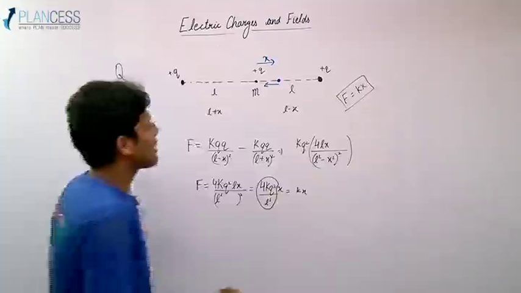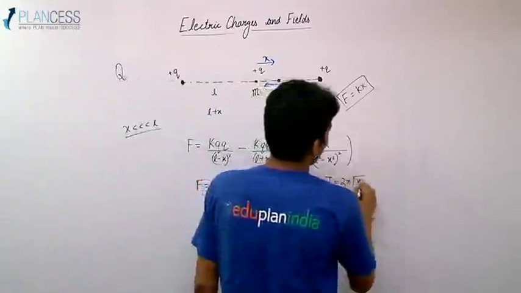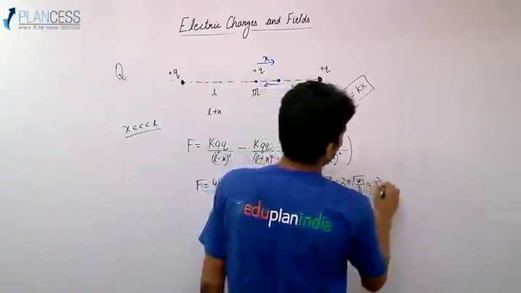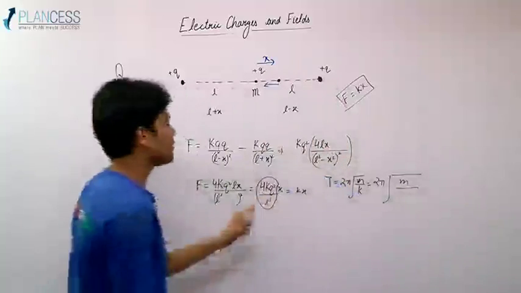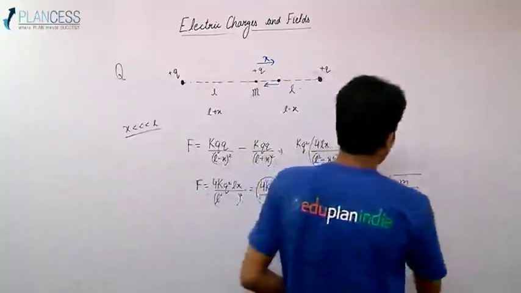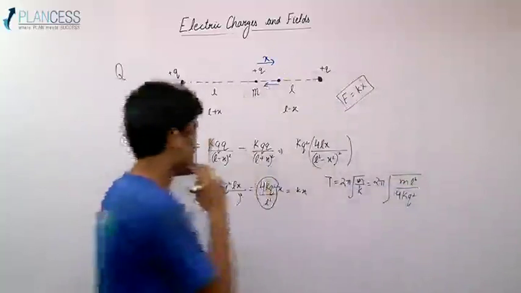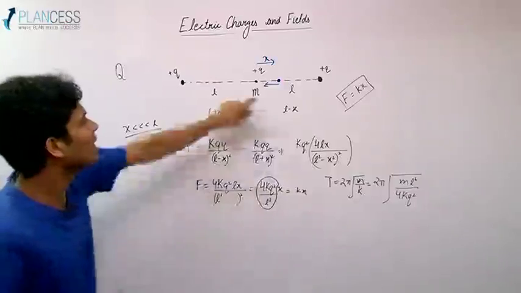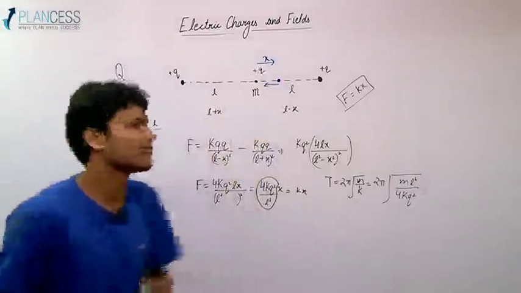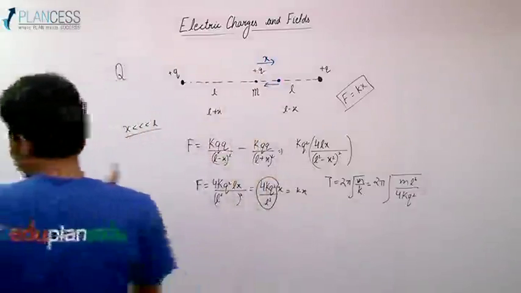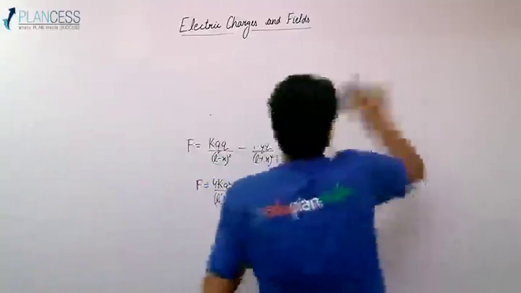So I can write down the time period of this SHM as 2 pi root over m upon k, which is equal to 2 pi root over m divided by 4kq square by L cube. So this is the formula for the time period of the SHM shown by this plus q charge along the x-axis. So this is the basic funda of electrostatic equilibrium.